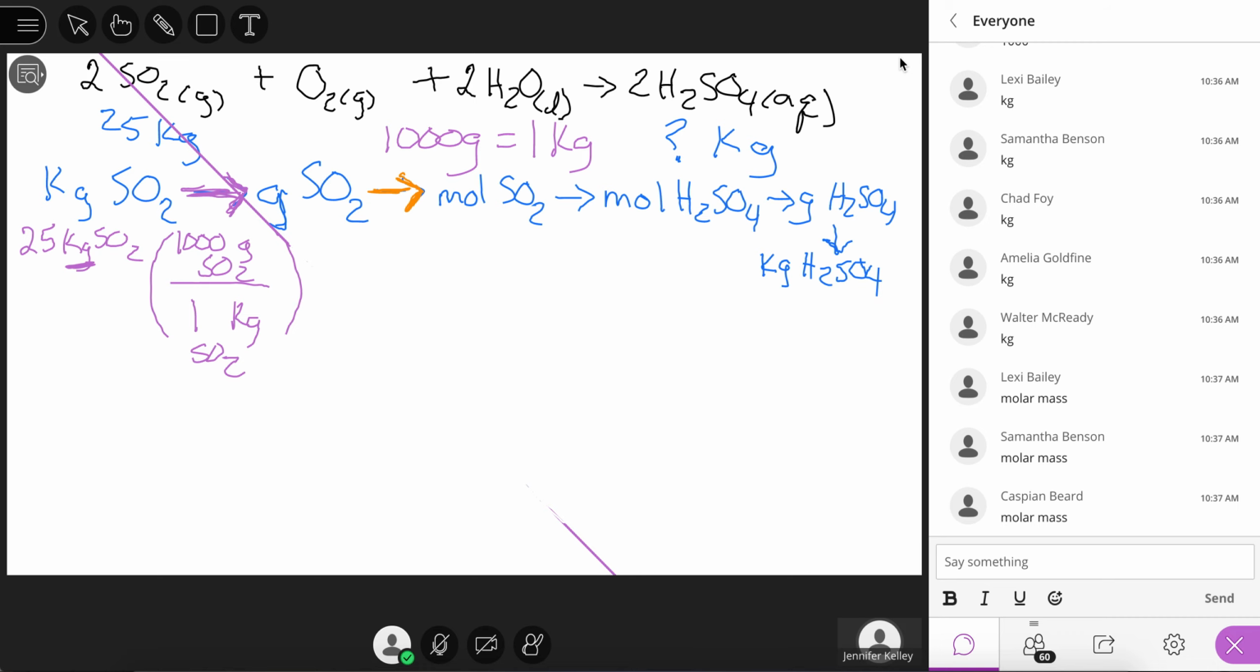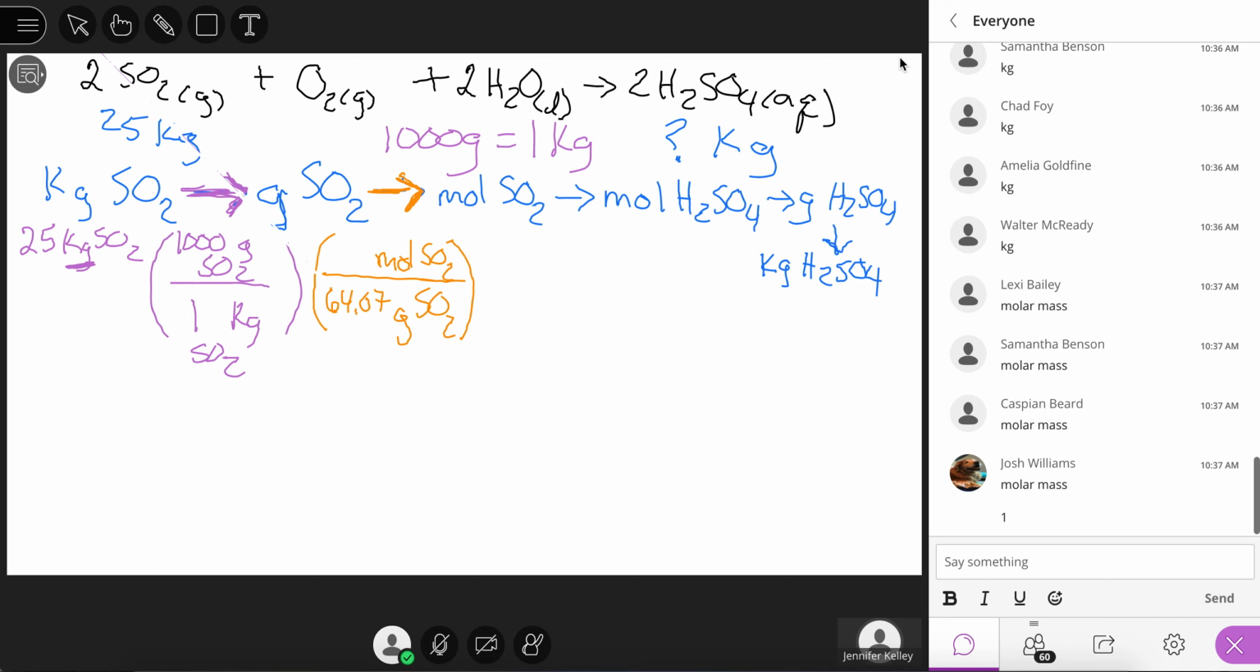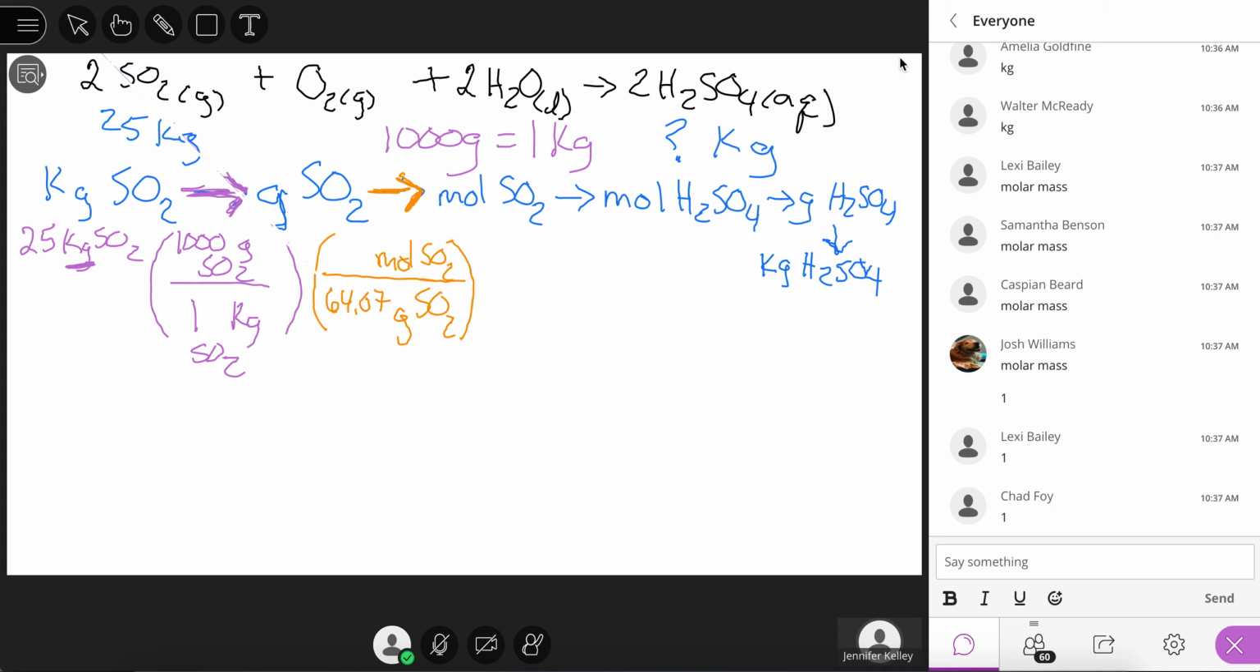The molar mass, good. So we'll use the molar mass of sulfur dioxide. So we're going to have grams of SO2 on the bottom and moles of SO2 on the top. The molar mass of sulfur dioxide is 64.07. So it's grams per how many moles? 1, correct. So when you're going grams to moles, moles always gets the 1. All right, so we've done that step.